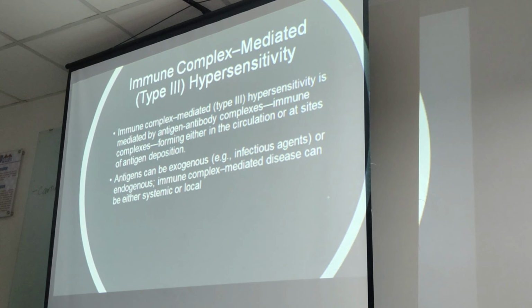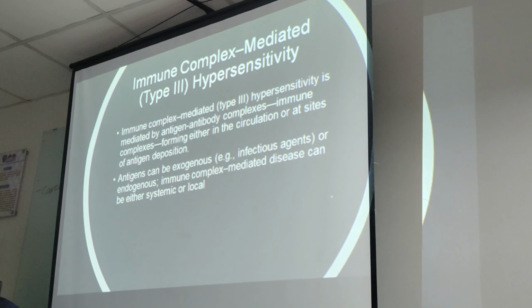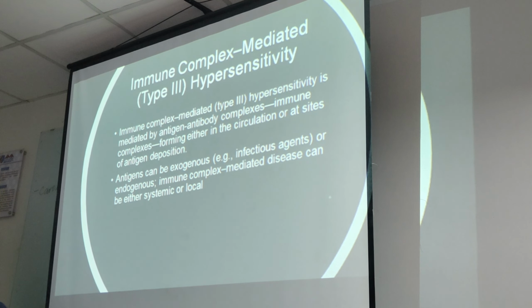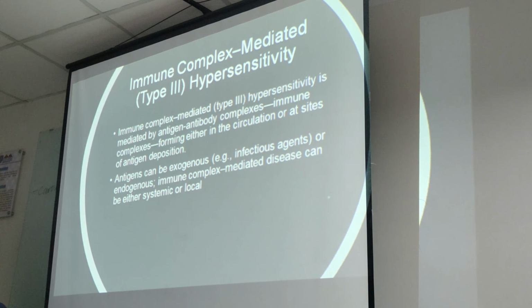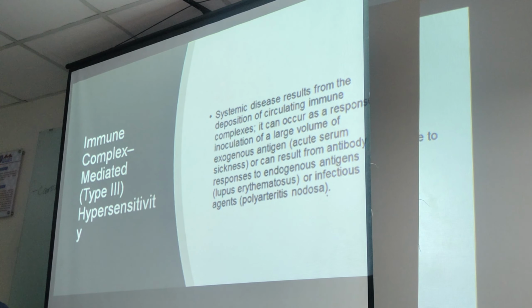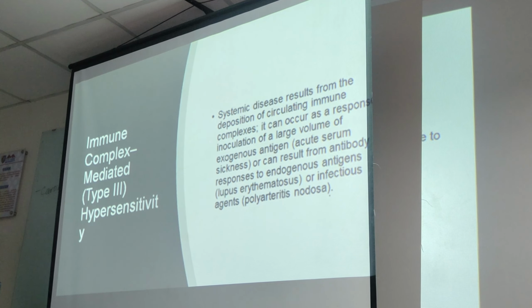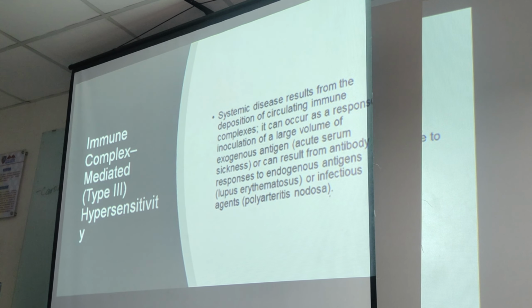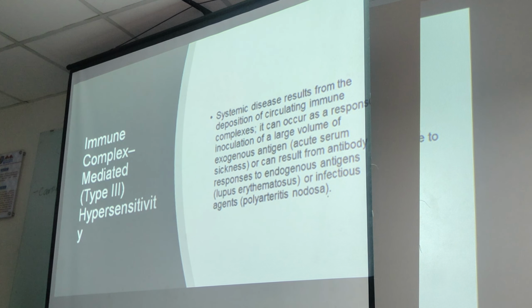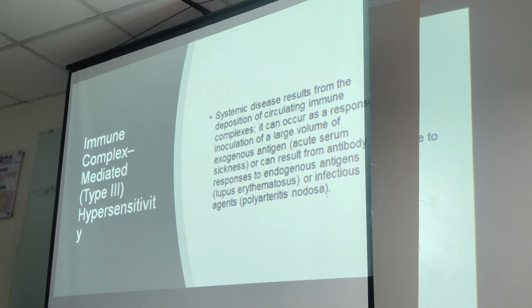Now, type 3 is immune complex mediated. It is mediated by antigen-antibody complexes forming either in the circulation or at sites of antigen deposition. The antigens can be exogenous, like infectious agents, or they can be coming from the body. Systemic disease results from the deposition of circulating immune complexes. It can occur as a response to inoculation of a large volume of exogenous antigen, or it can result from antibody responses to endogenous antigens or infectious agents as well, like in polyarteritis nodosa, seen in hepatitis infections, for example.